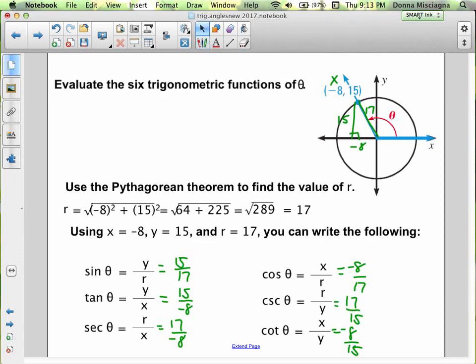So you're just graphing a point. You're using the Pythagorean theorem, distance formula, to find your hypotenuse. And then you're writing your ratios. Right? That's all there is to it. It really is. So we're going to do a few more. We're going to breeze through this one.